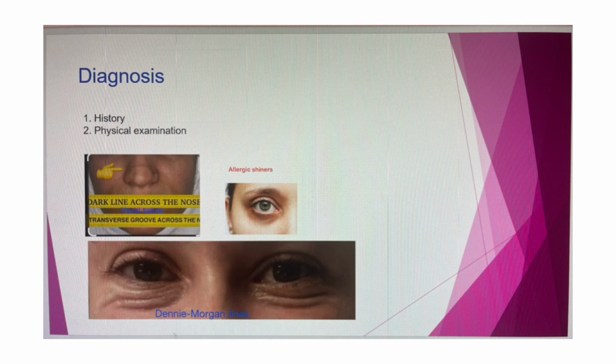Second picture, allergic shiners. Dark discoloration beneath both eyes. Third picture, Dennie-Morgan lines or Denny's lines, extra wrinkles below lower eyelids. Another point, if rhinitis is unilateral, suspect foreign body or anatomic problem. Also assess breath sounds for any concurrent asthma. Also assess skin for any rashes and assess lymph nodes for any lymphadenopathy.